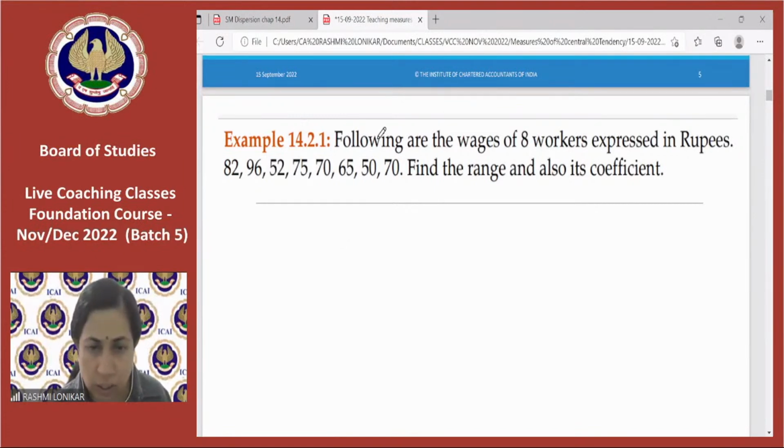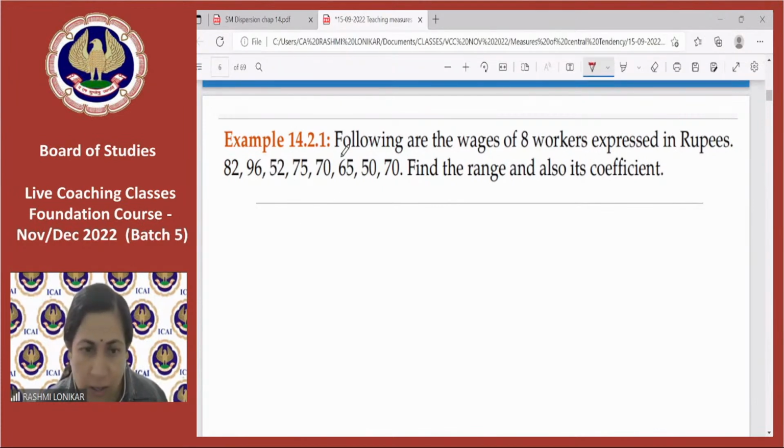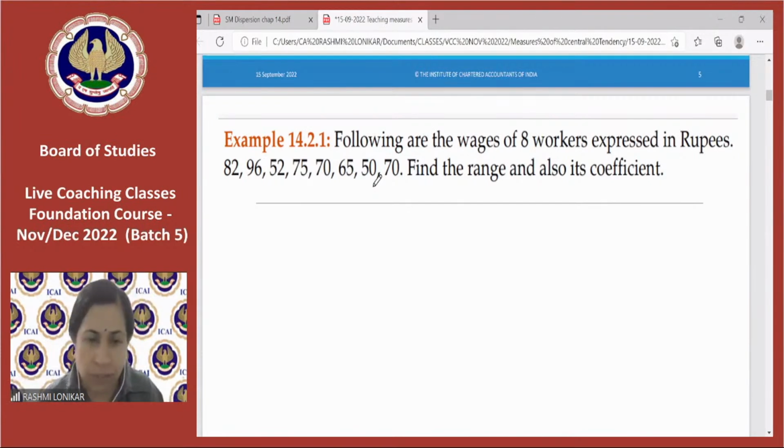Now following are the wages of 8 workers expressed in rupees. Find the range and also the coefficient of range. So in this case, what we are going to do is we are going to identify the smallest and the largest. Now let us see. Smallest is here. Can you tell me the smallest number, everyone? And can you tell me the largest number?